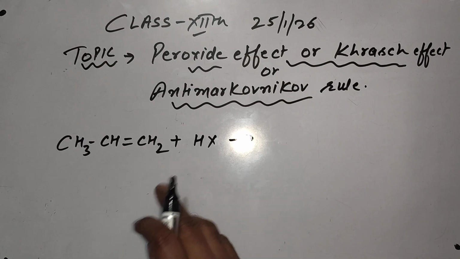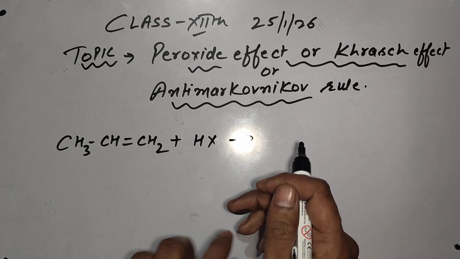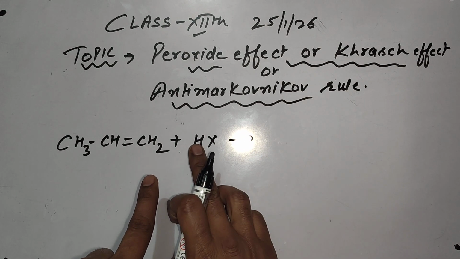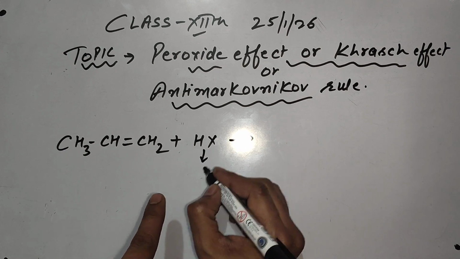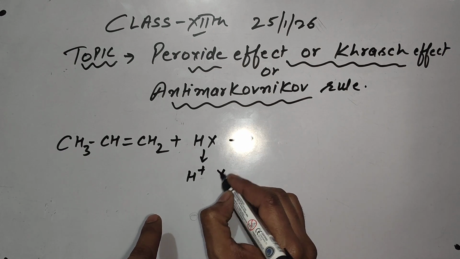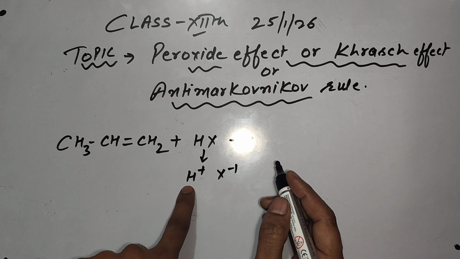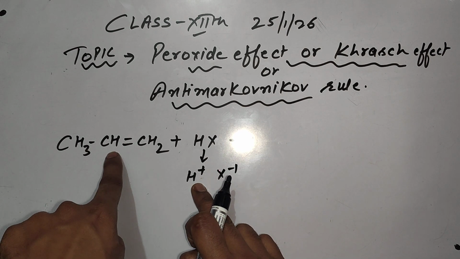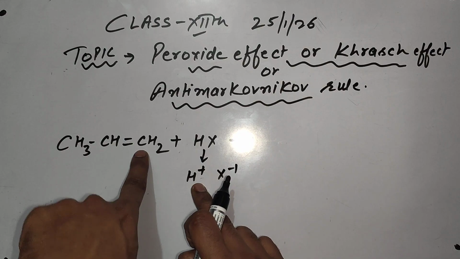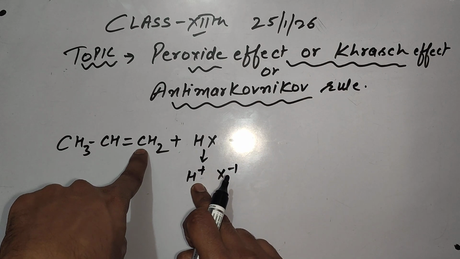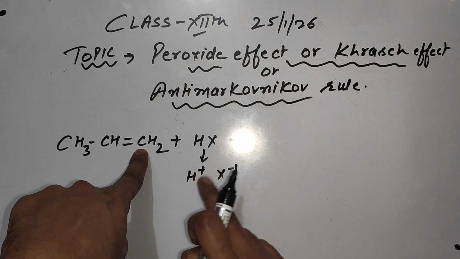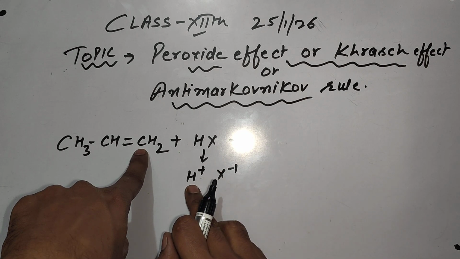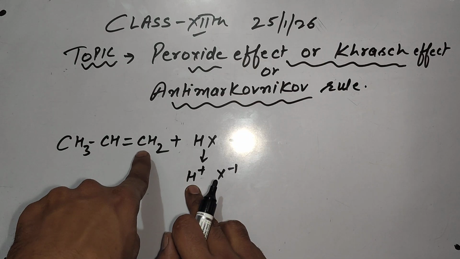Now in the previous video we have understood Markovnikov rule, in which we know HX will break in two parts, H positive and X negative. This H positive was an electrophile, needing electrons; pi electrons are there between two carbons, so it was attacking on this carbon, because after this attack we are getting a 2 degree stable carbocation. So the Markovnikov rule was that the electrophile will attack the doubly bonded carbon which has more hydrogen atoms.